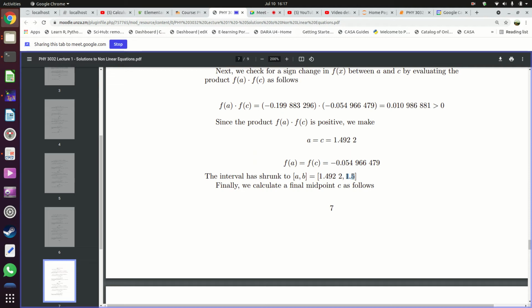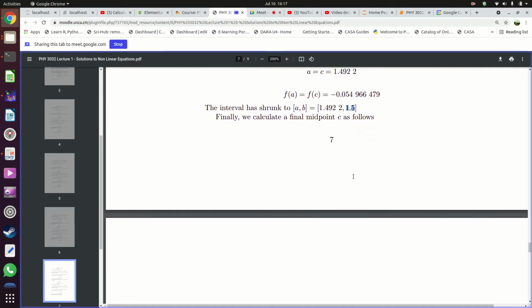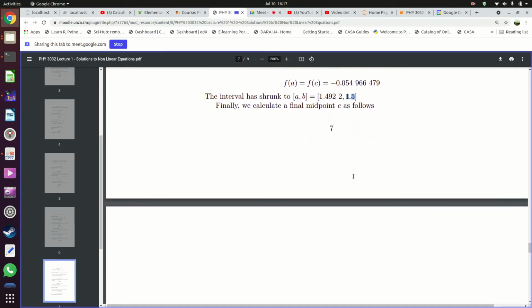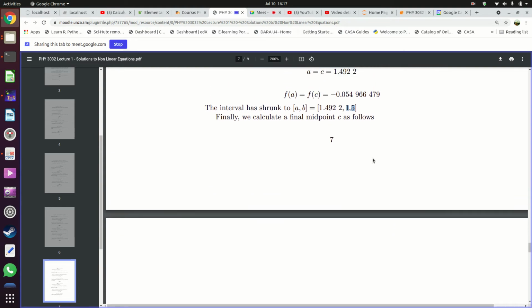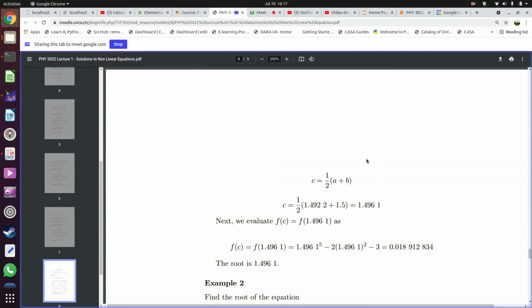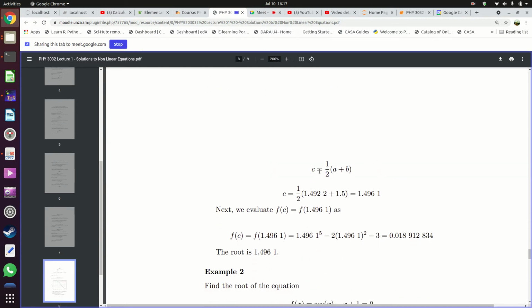So now, when the interval becomes small, you work out a final C, a final guess value. So your C is going to be equal to half of A plus B, and that's going to be half of 1.4922 plus 1.5, and this is going to give you 1.4961. So this is going to become your value of C.